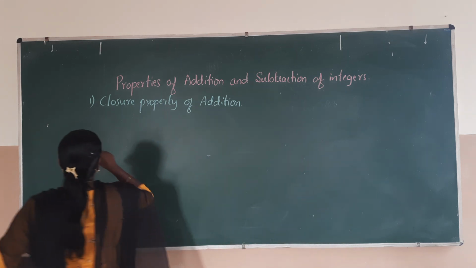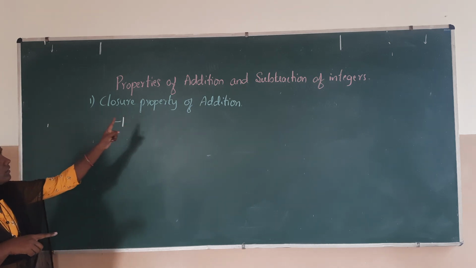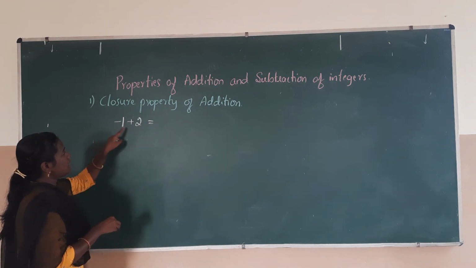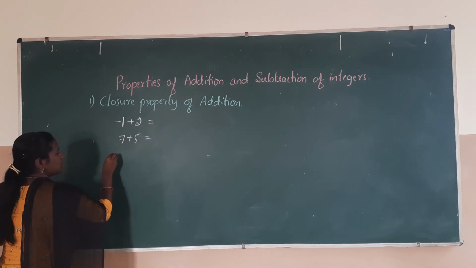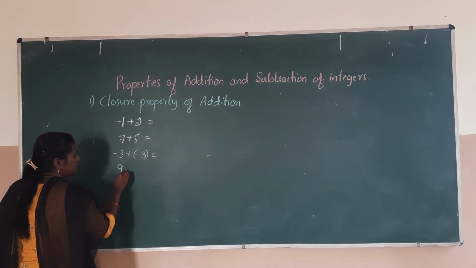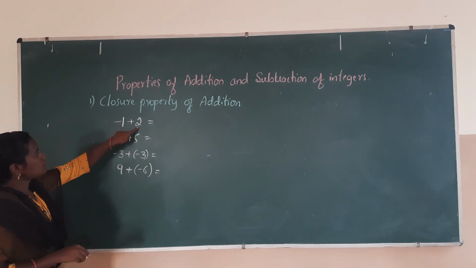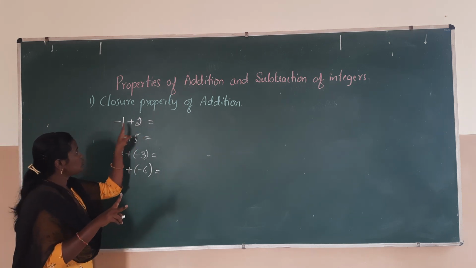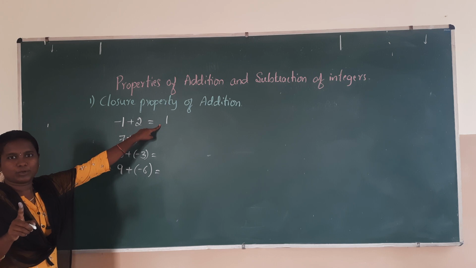Okay, we'll take some examples. Closure property of addition. I want to take -1 plus 2, then I will take 7 plus 5, then -3 plus -3, then 9 plus -6. Yes, let us check the answer. -1 plus 2. What is -1 plus 2? See, different signs, subtract. 2 minus 1, 1. Bigger number is having positive sign, so answer is positive.